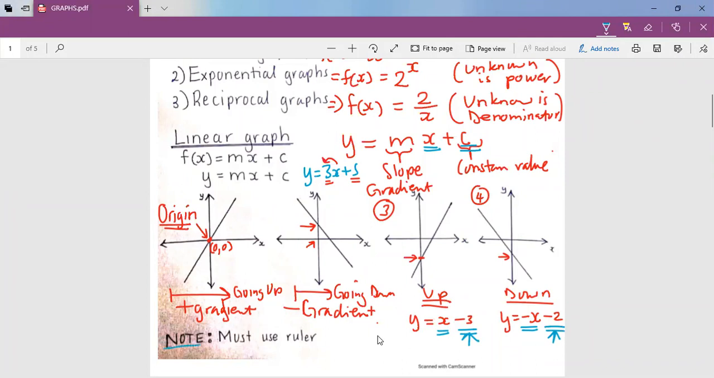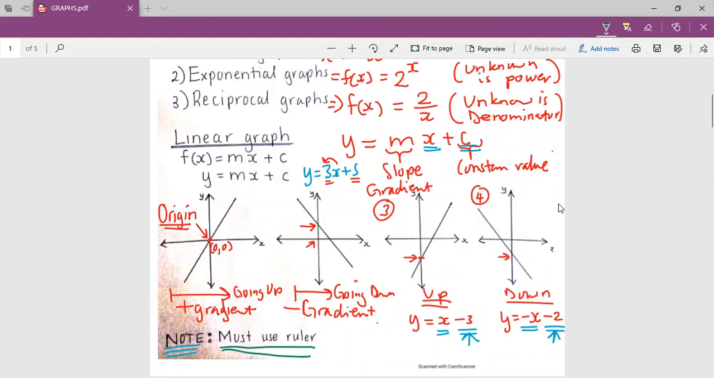Note, whenever we are drawing a linear graph, we should always use a ruler to draw the line. We shall see when we are drawing graphs in the next chapter.